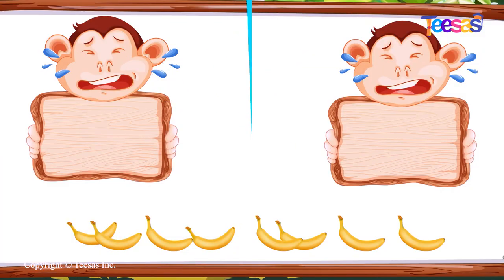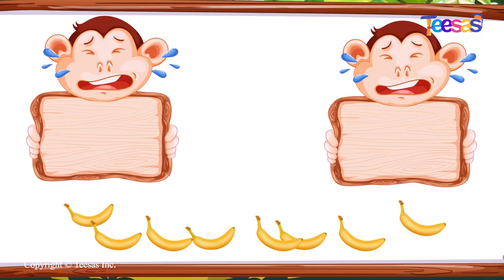8 bananas to divide between 2 monkeys. If we divide 8 bananas between 2 monkeys, we will give 2 bananas to the monkeys until there are no bananas left. Poor monkeys. They sure look hungry. Let's divide the 8 bananas quickly.